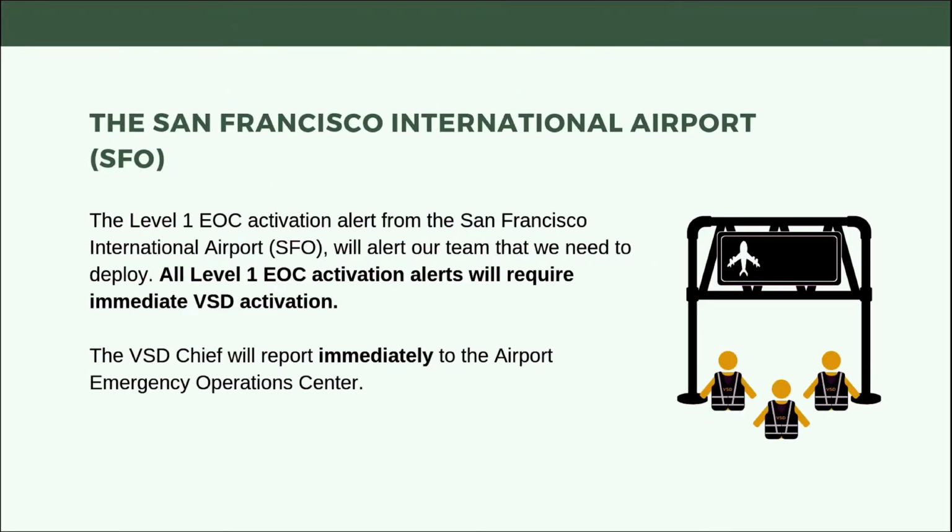The Level 1 EOC activation alert from the San Francisco International Airport will alert our team that we need to deploy. All Level 1 EOC activation alerts will require immediate victim services activation. The Victim Services Chief will report immediately to the Airport Emergency Operations Center at SFO to obtain further incident details and prepare to deploy staff.